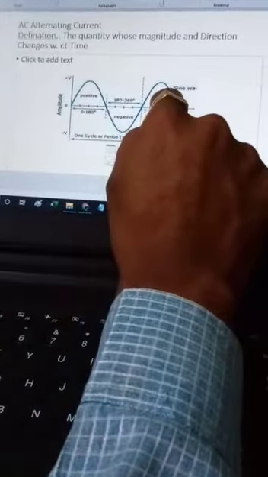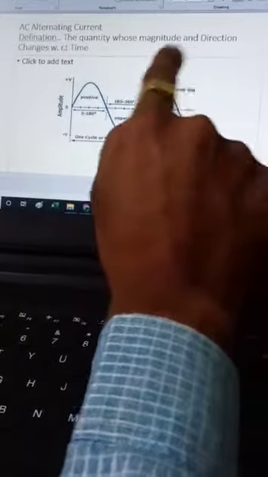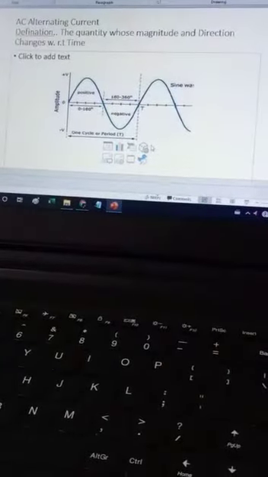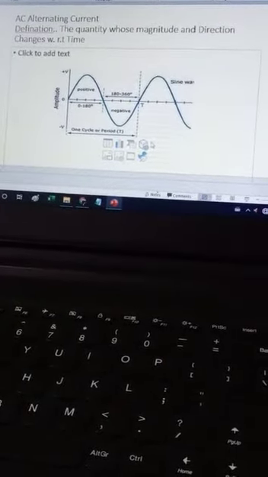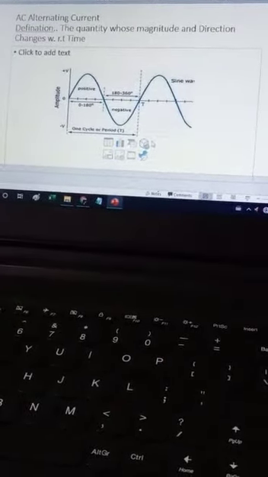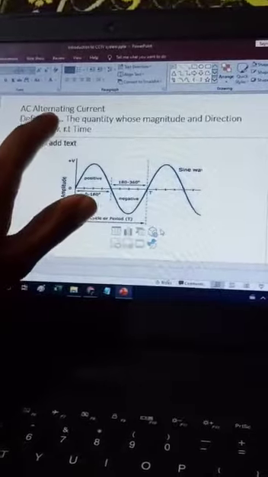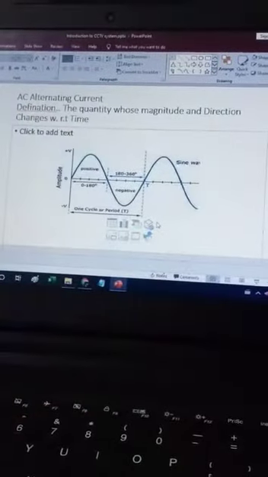At every position this quantity has a different value, and that's why the magnitude also changes with respect to time. So this is not a constant quantity; both magnitude and direction change with respect to time. So it is known as an alternating quantity.